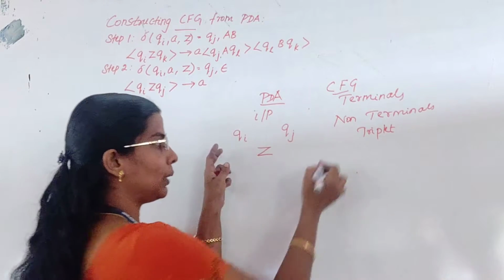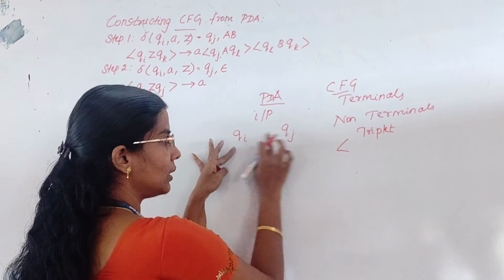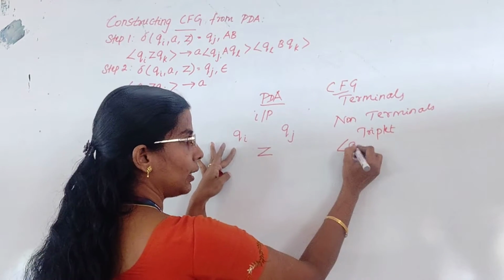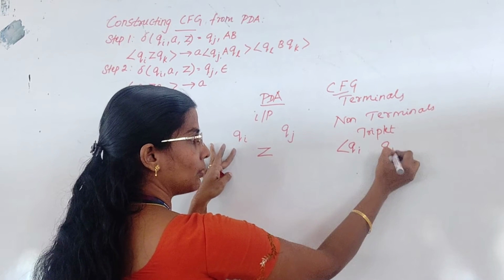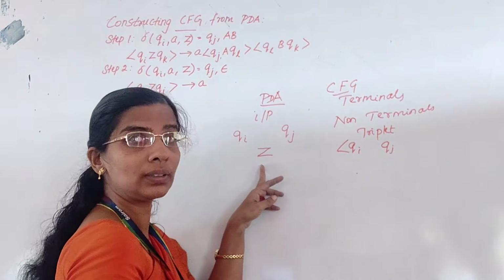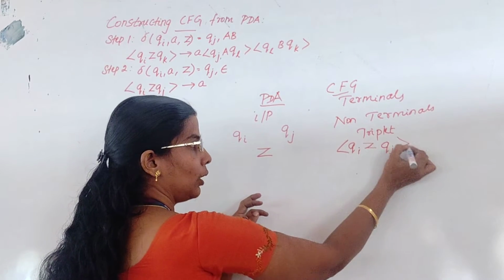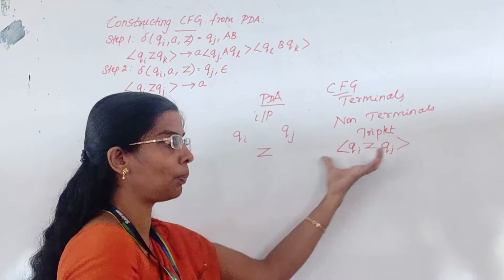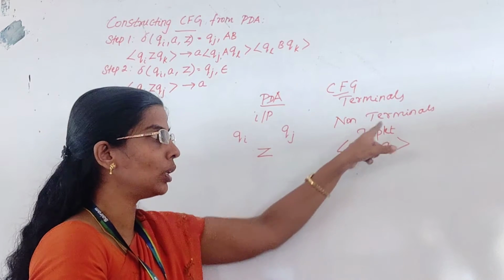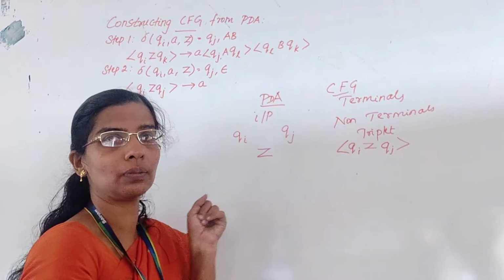And what is the triplet form? Since there is a state change, both the states I have to include. And what is the stack top when there is a state change? So this triplet form will be your non-terminal in CFG.